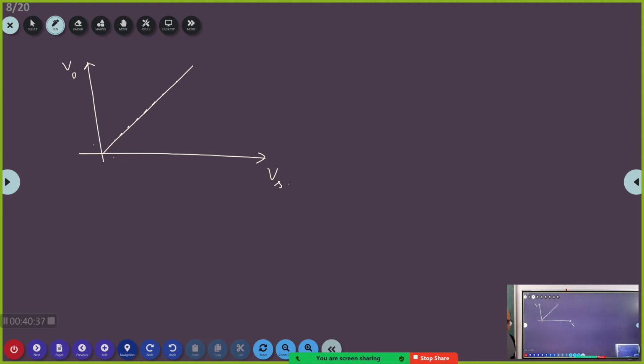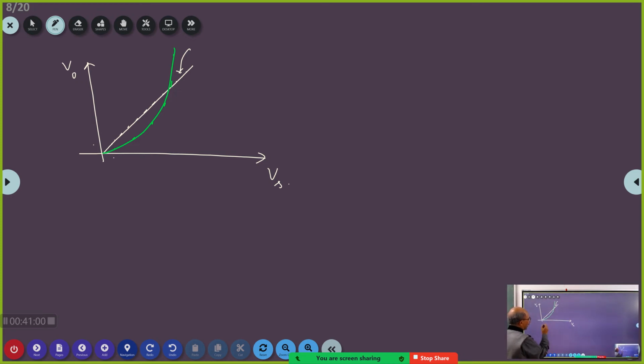Then this is called linear characteristic. But supposing you connect these points and you get this point, this point, this point, this point like this, then it becomes what? Non-linear characteristic. Now, if the characteristic is linear, then now the characteristic is linear.